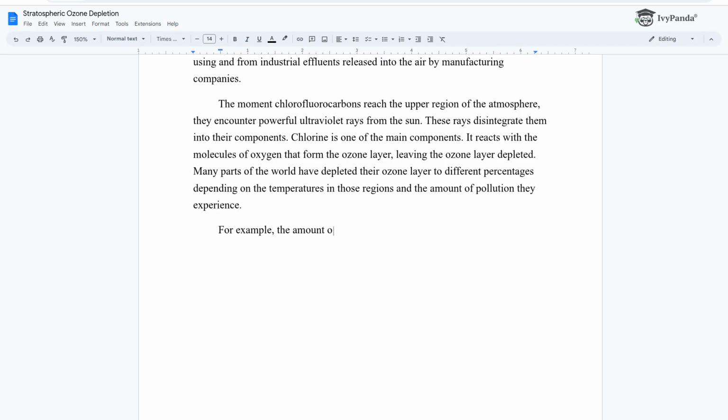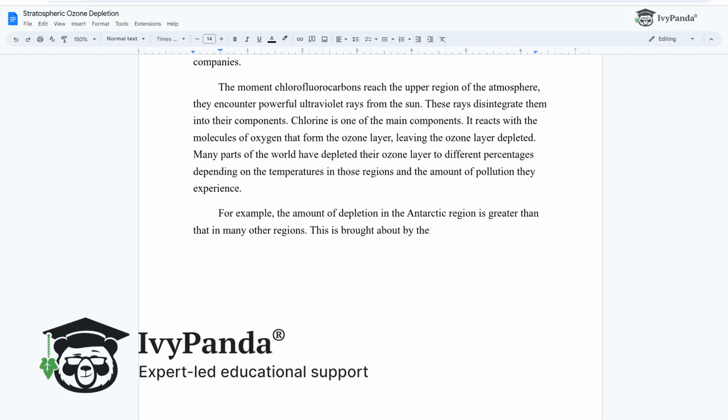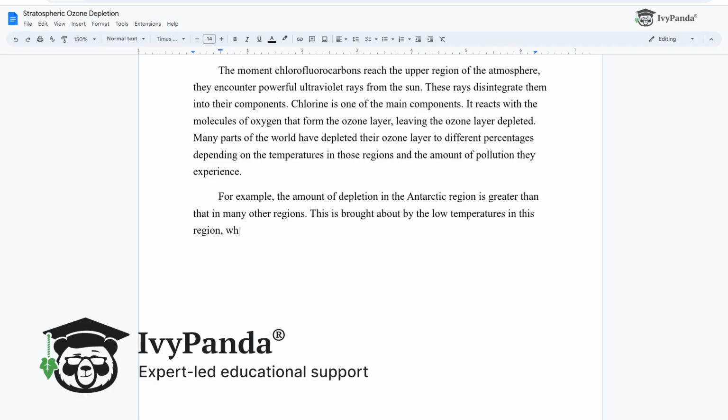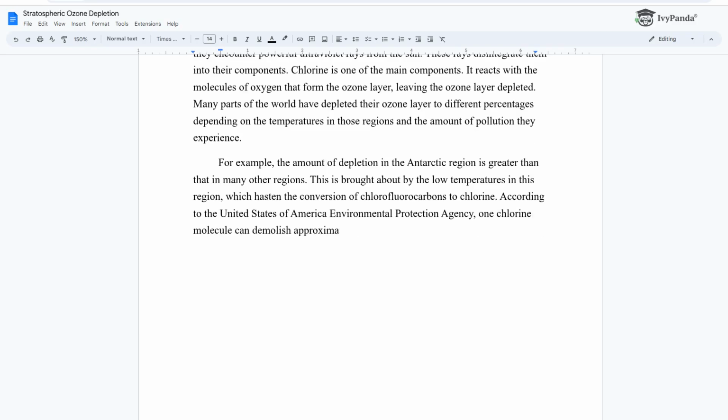For example, the amount of depletion in the Antarctic region is greater than that in many other regions. This is brought about by the low temperatures in this region, which hasten the conversion of chlorofluorocarbons to chlorine. According to the United States of America Environmental Protection Agency, 1 chlorine molecule can demolish approximately 100,000 molecules of the ozone gas.